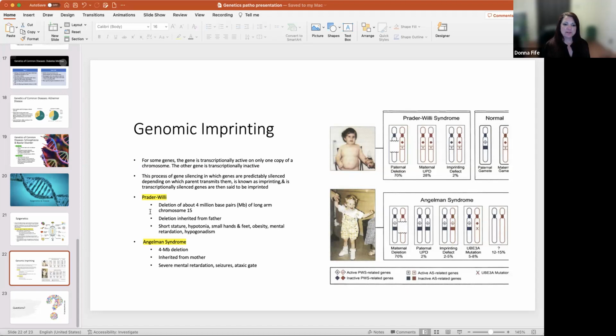In Prader-Willi, we have a deletion of about 4 million base pairs of the long arm of chromosome 15. This deletion is inherited from the father. The patient will have short stature, hypotonia, small hands and feet, obesity, mental retardation, and hypogonadism. Now with Angelman syndrome, the 4 Mb deletion occurs, and this disorder is inherited from the mother. Patients have severe mental retardation, seizures, and an ataxic gait. And here are some pictures depicting those different disorders.